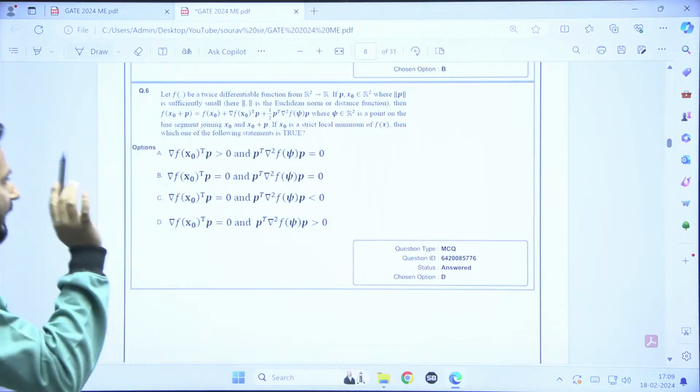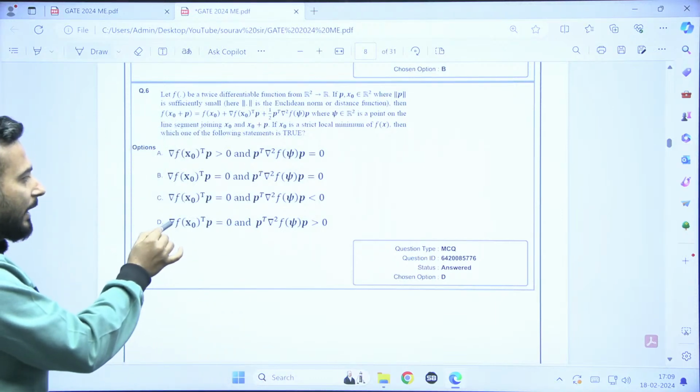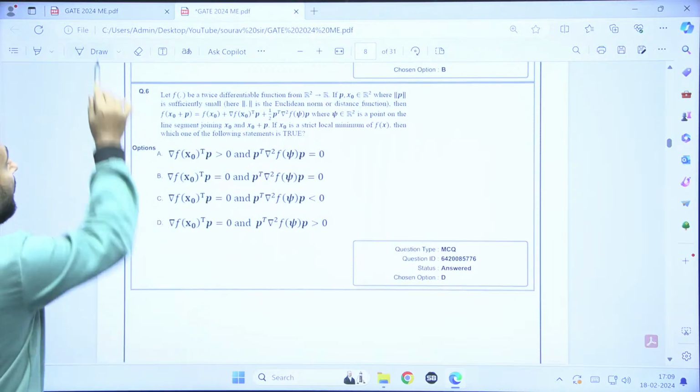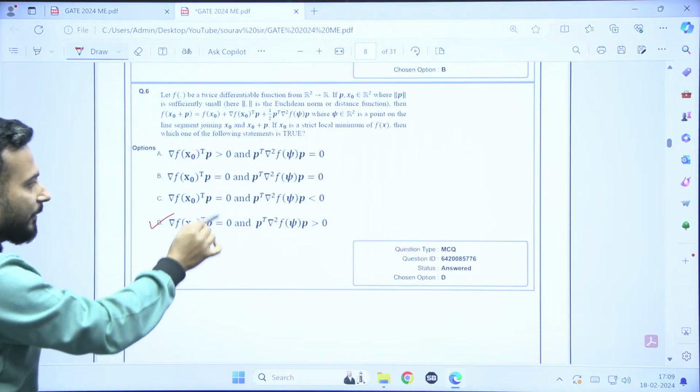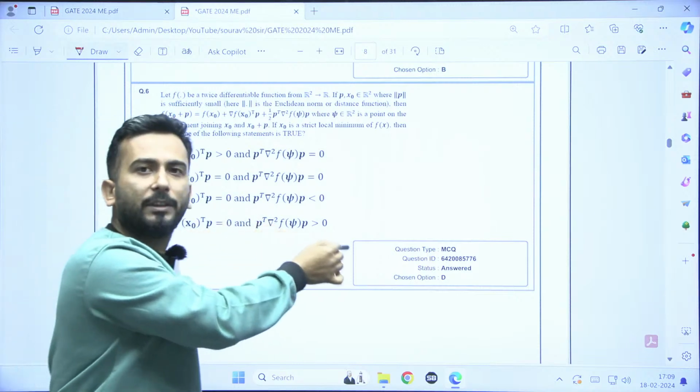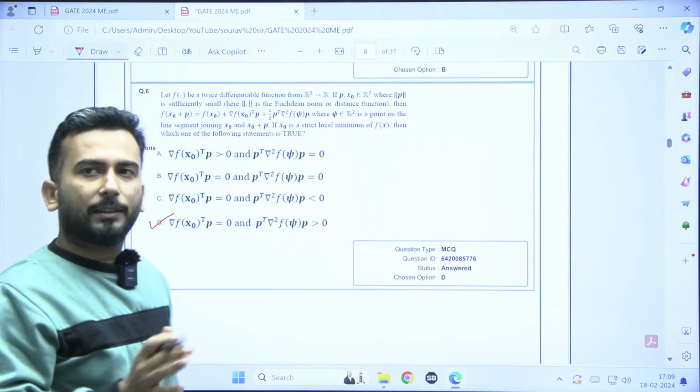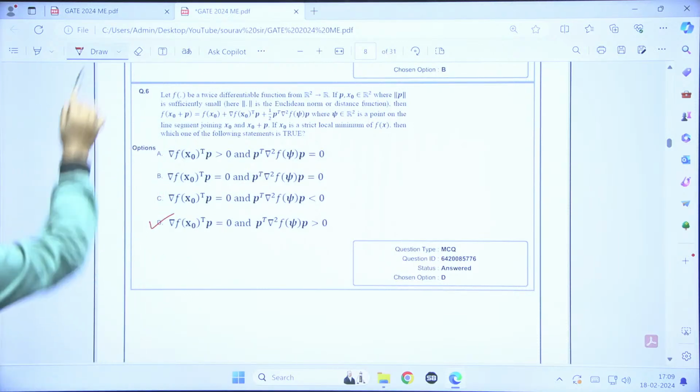So I will apply only this much, and if I just assume that del is analogous to d by dx, then D is the correct answer. That means the differentiation is 0 and the double derivative is greater than 0. So D is the answer. Sometimes we should apply such concepts also and get the answer.